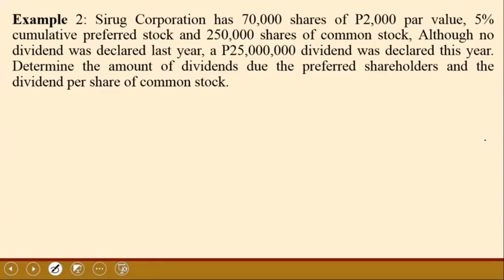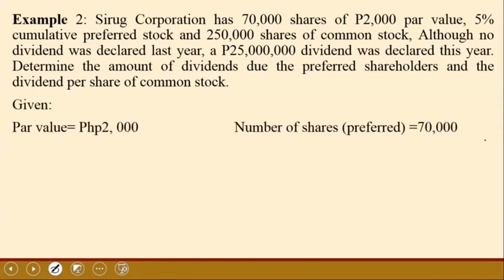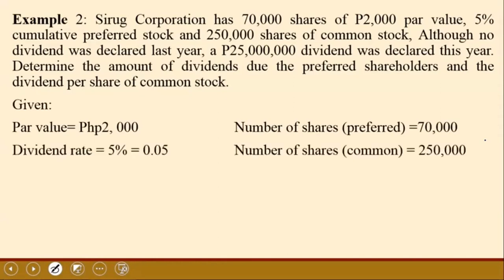Okay, so determine the amount of dividends due. Take note that preferred stock is cumulative and the company did not pay a dividend in the previous year. So the preferred shareholders are entitled to the dividends in arrears and the dividend for the current period. The givens here are the par value, 2,000 pesos. The number of shares for preferred stock is 70,000. The dividend rate is 5% or 0.05 in decimal. And the number of shares for common stock is 250,000.